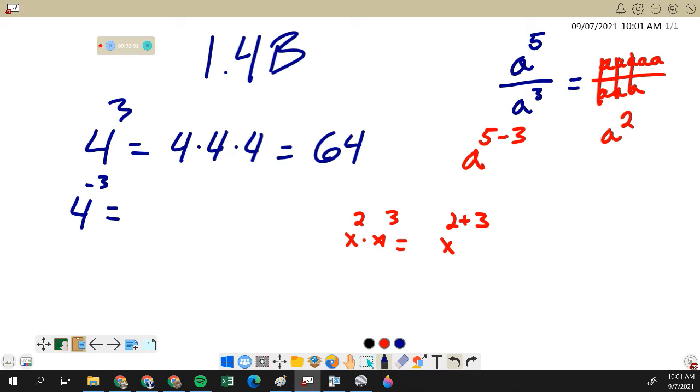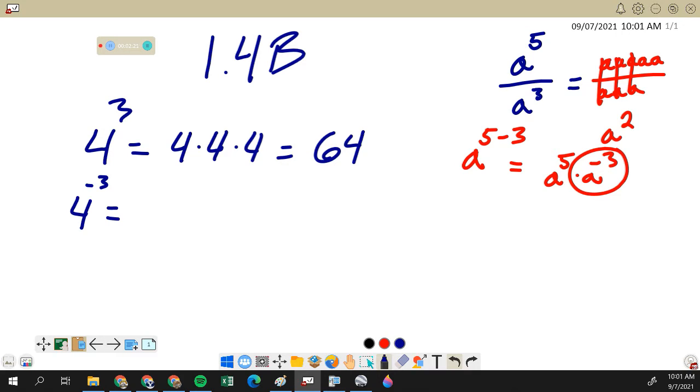Right? So if I have exponents that are added together, I can split them and turn them into multiplication. So isn't this just a to the fifth times a to the negative 3? And this are the same thing. On the bottom, it's a to the third. On the top, it's a to the negative 3. So the rule with exponents is if you move a base with an exponent from one side of a fraction to another, you just have to change the sign.